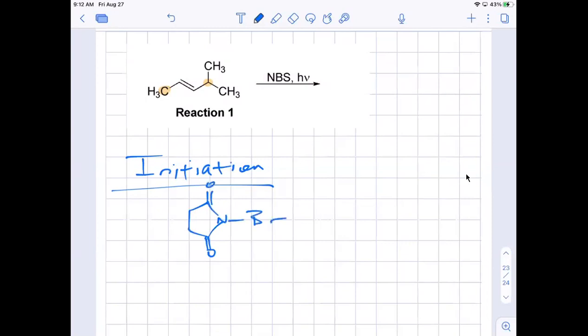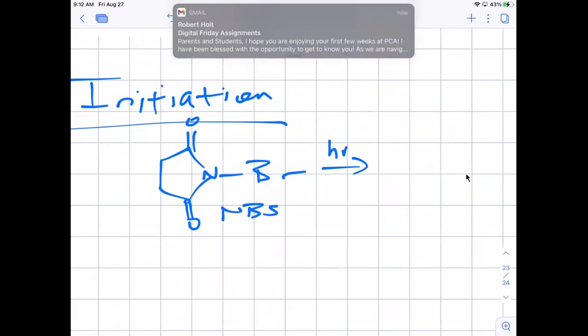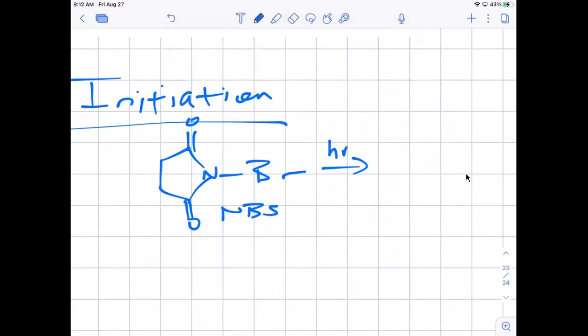And this step, like on the exam, I'll normally give you the NBS part. I don't want you to have to think about that part, because that's not the important part. The important part is the propagation steps where all your radicals get made. So this is NBS. I'm going to shine light on that. That's h nu. I remember that from part one of general chemistry, energy of a photon. h is Planck's constant, and nu, lowercase Greek n, is the frequency of the radiation.